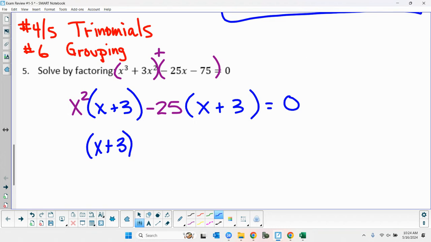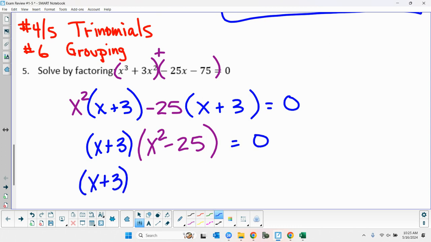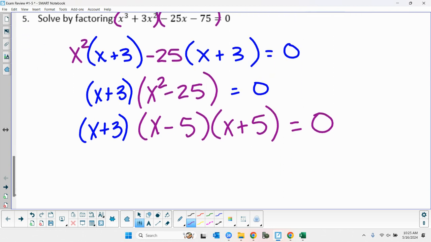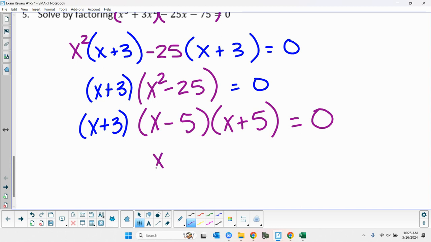What's my other factor? That difference of squares, which we just got done doing, right? So we got to finish factoring. We just did this one, but x minus 5 and x plus 5. Now, some of you stop here. Am I finished? No. Remember, there's 3 answers. We want to find out what x equals. Finishing up, you should be able to tell me by looking at these factors what the x's equal.